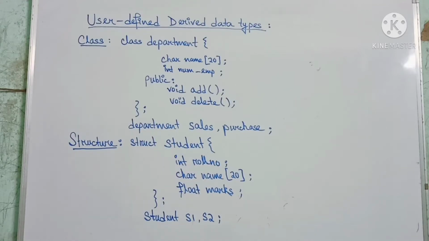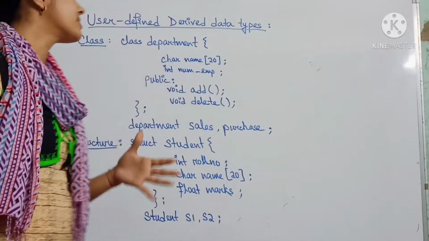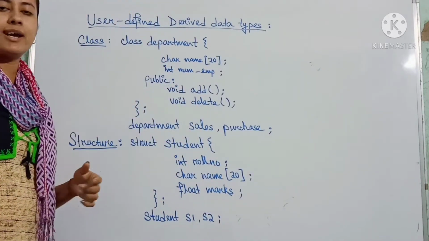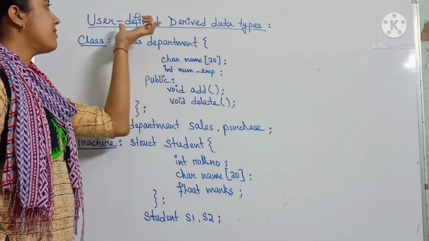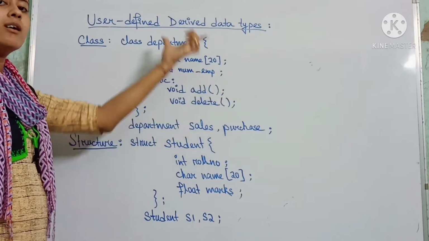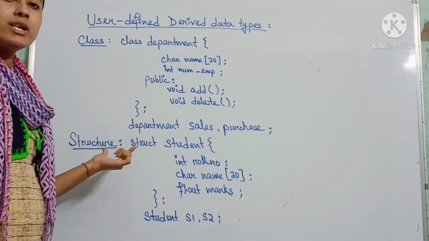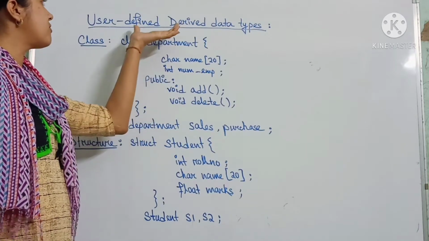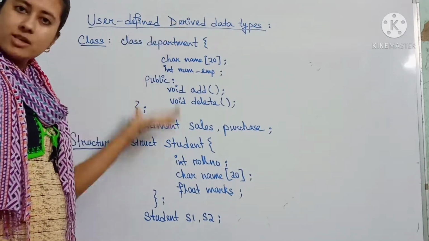Hello students. So today we are going to start our new topic, that is user defined derived data type. That day we have discussed built-in derived data types. Today we will discuss the user defined derived data types. I have already told you that class, structure, union, enumeration, all these are user defined derived data types, that is, these are defined by the user.